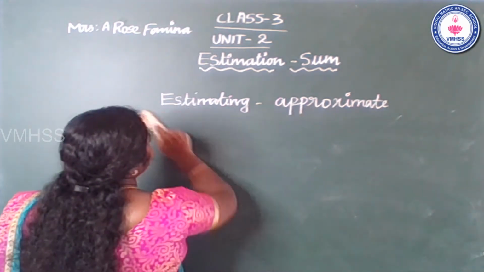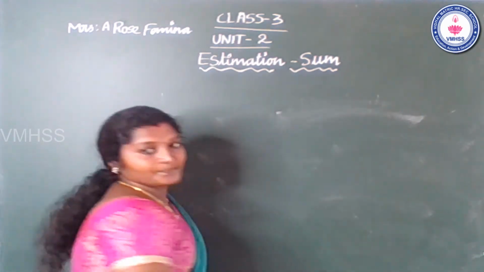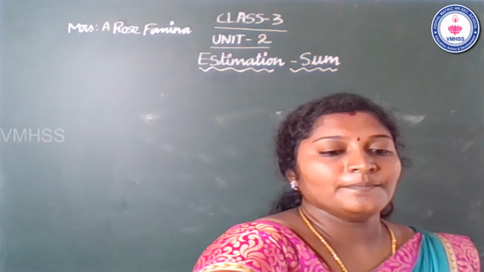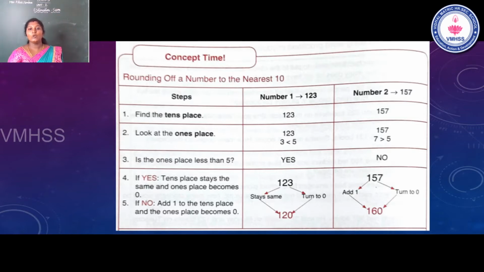Okay, students. So see the next number. See the slide, ma'am. So, round off a number to the nearest 10. Okay. So, see two examples. First number, 123. Round off the number to the nearest 10. So, find the tens place. Students, which number is the tens place value? Which number? 2. Very good.